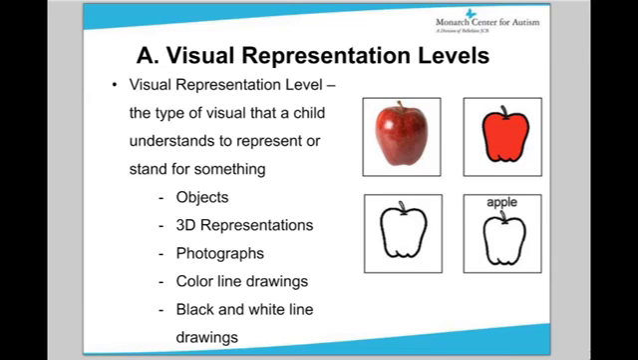So our first item to consider is visual representation level. That's a term that we use to indicate the type of visual that a child understands to represent or to stand for something else. It's the type of visual that a child can make that connection with. So one child might understand that a drawing can be used to represent an actual activity or an actual thing, but another child may not make that connection. So we need to think about which type of visual will be meaningful to that child and help that child make the connection. So we begin with objects, which is the most basic visual representation level.